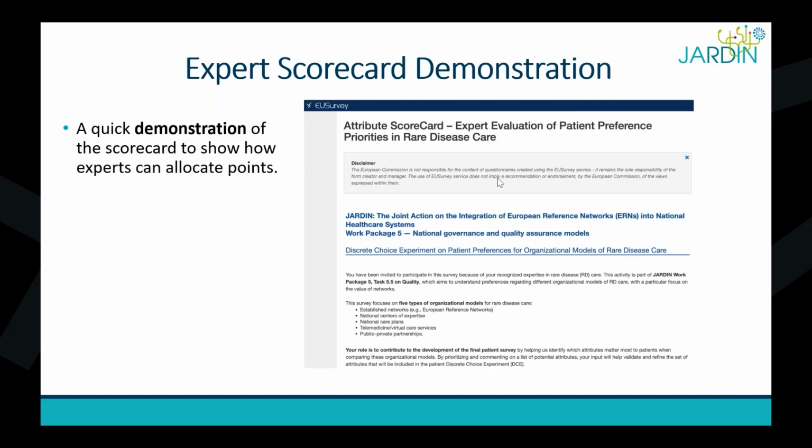Okay, so as some of you know, Raushan, who is part of this project, might have sent you the survey link for this project, which we call the attribute scorecard. So what I'm going to do is give you a quick demonstration of the scorecard in order to show you how experts can allocate different points and how we can use these results in order to refine and then come up with a manageable number of attributes and levels.